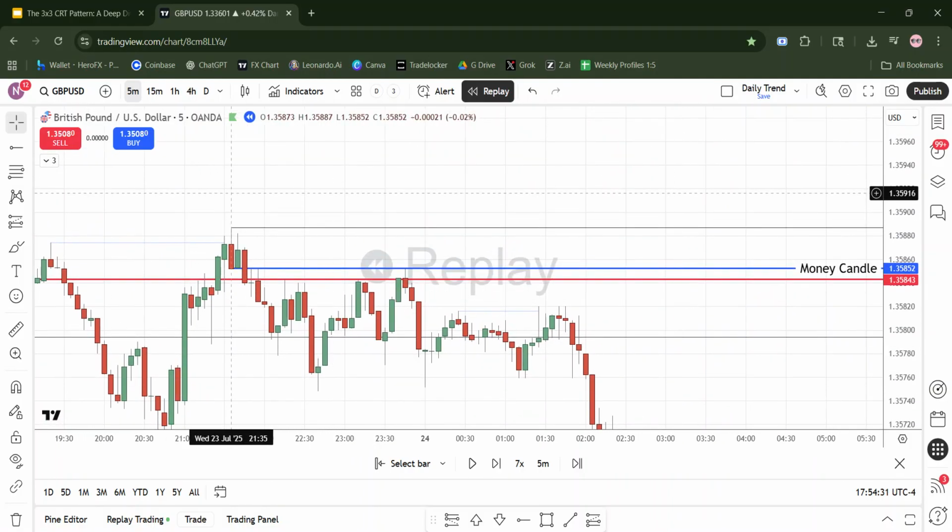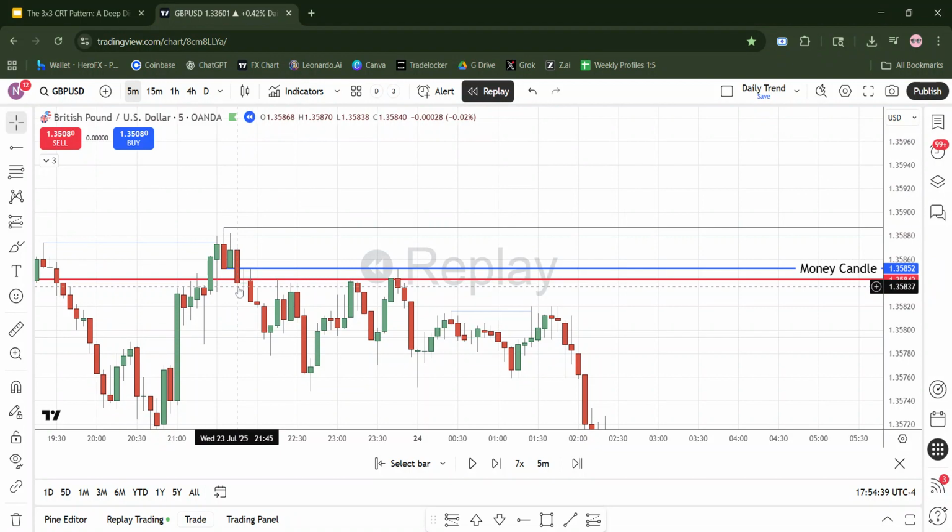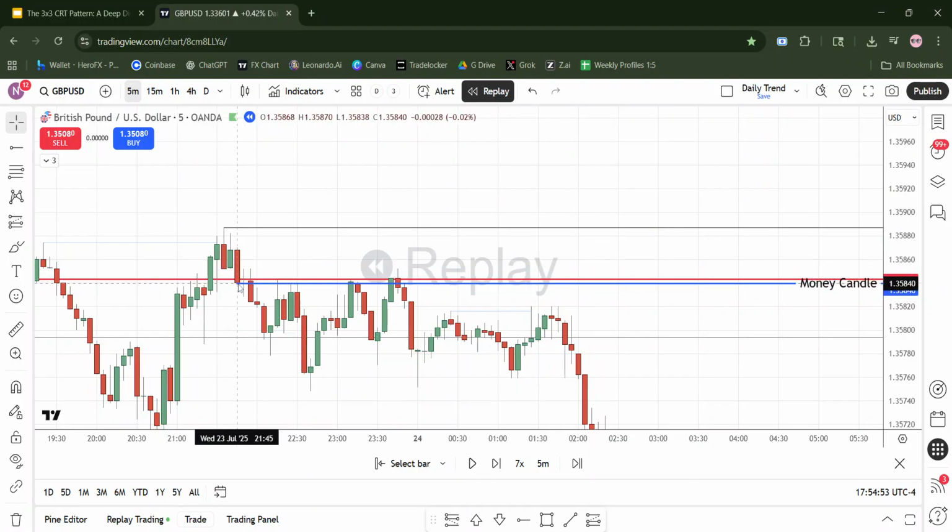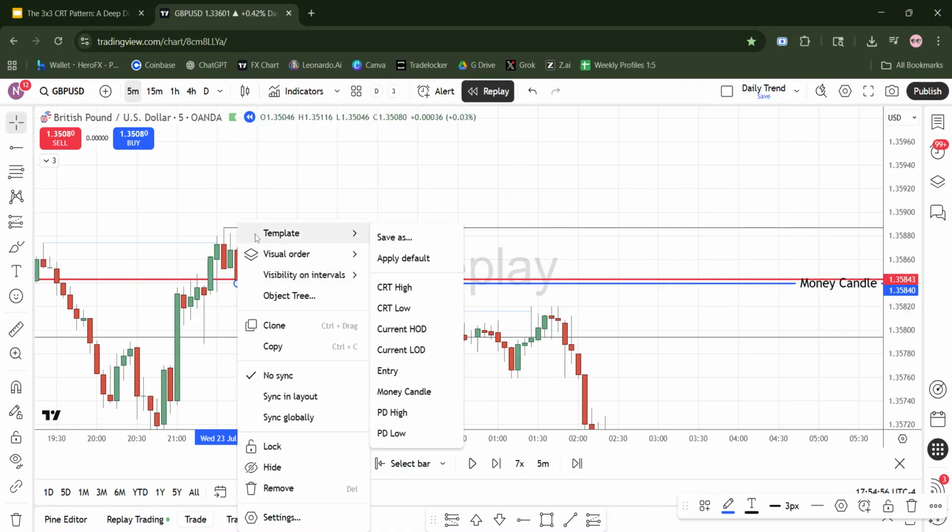Okay, so the money candle happened at 21:35. What is that, like 7:35, I think? I'm not sure. And then price closed below it right here at 21:45. Okay, so this is still during Asia. Right, the best entry would have been right here, when price closed below the money candle on the 5-minute chart.